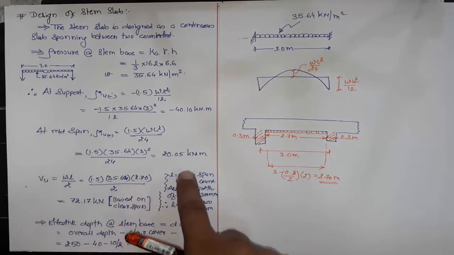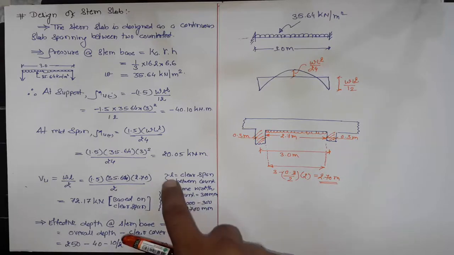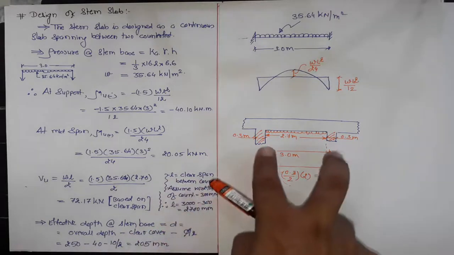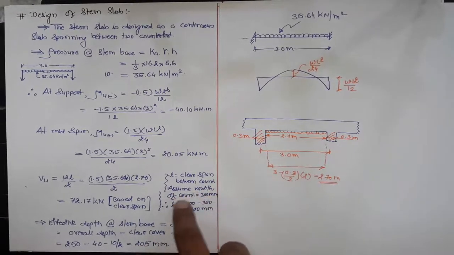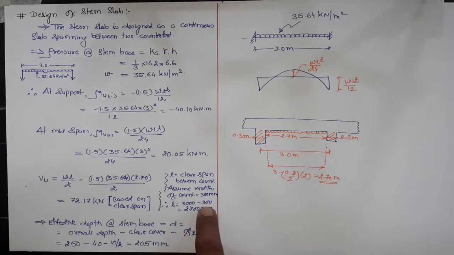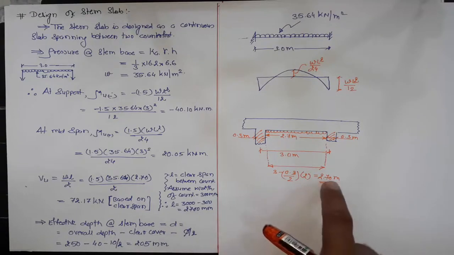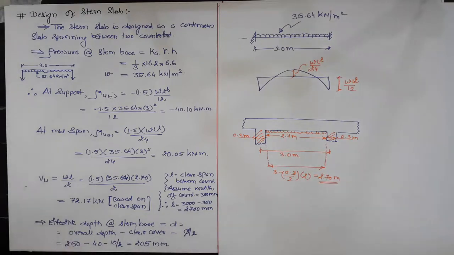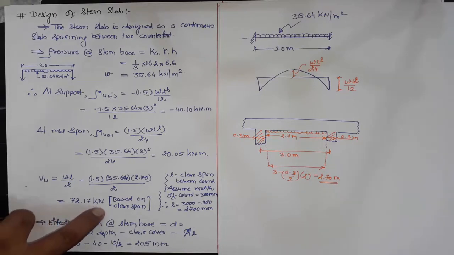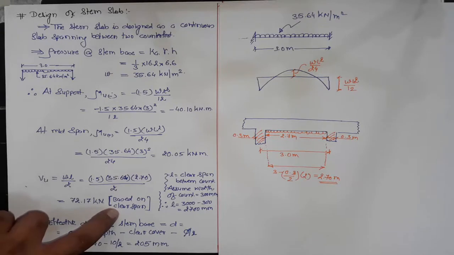This is what I have written in this curly bracket. L is the clear span between the counterfort. We are assuming the width of counterfort is 300 mm. Therefore, clear distance L will be equal to 3000 minus 300 divided by 2 into 2. That comes out to be 2700 mm or 2.7 meter. That's what I have written here. Therefore, the ultimate shear force will be 72.17 kilonewton. Here it is to be noted that we are considering the clear span only.